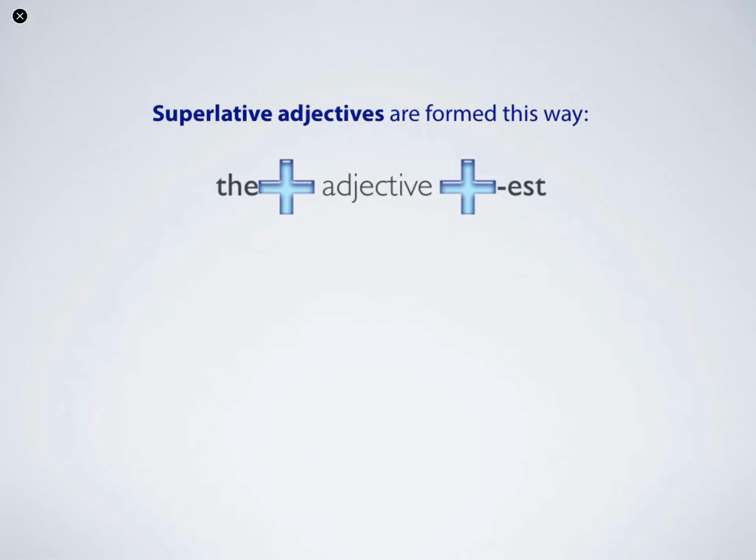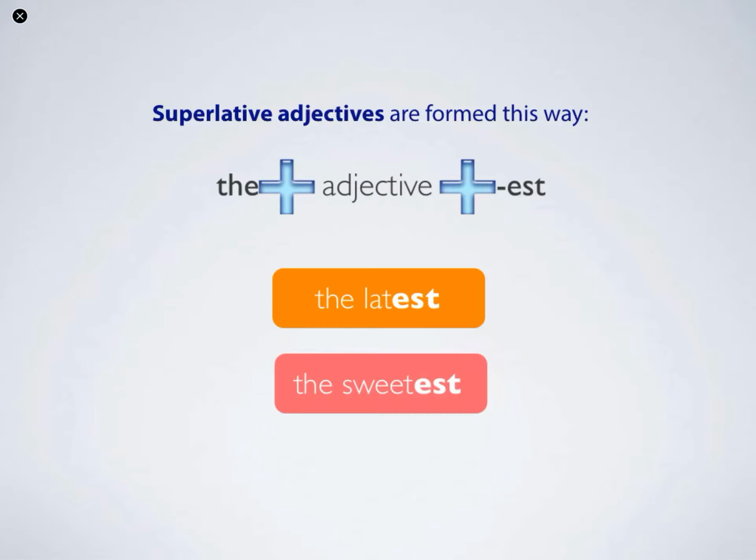The superlative adjectives are always formed with the plus adjective plus est. And remember, the is very important in a superlative adjective. So let's form some. Late becomes the latest. Sweet becomes the sweetest. And short becomes the shortest. When we were talking about comparatives, we were using ER. Now we're talking about superlatives and we're using EST.